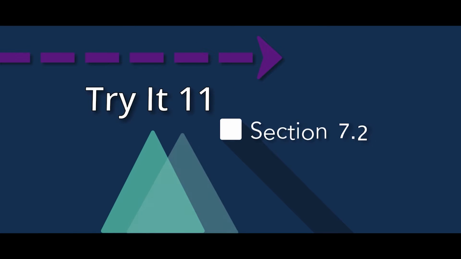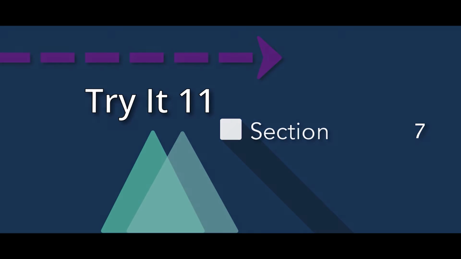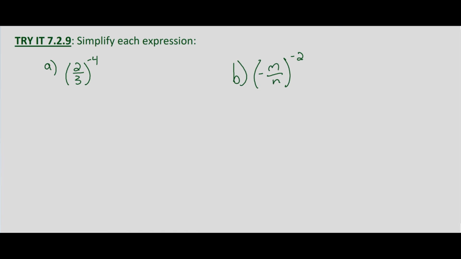So now we're looking at the quotient to a negative power property, and basically what it means is that as long as the values in a quotient, the values in a fraction, are not 0, and the power that they're being taken to is an integer, we can just flip the fraction and change the sign of the exponent.